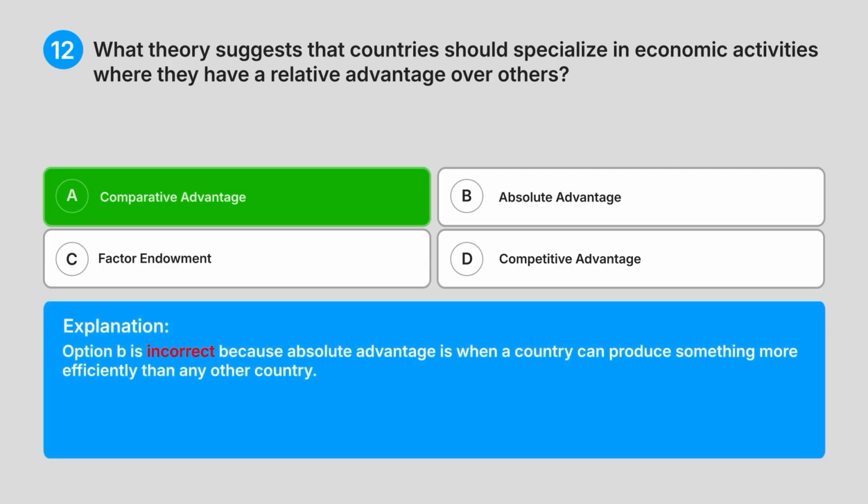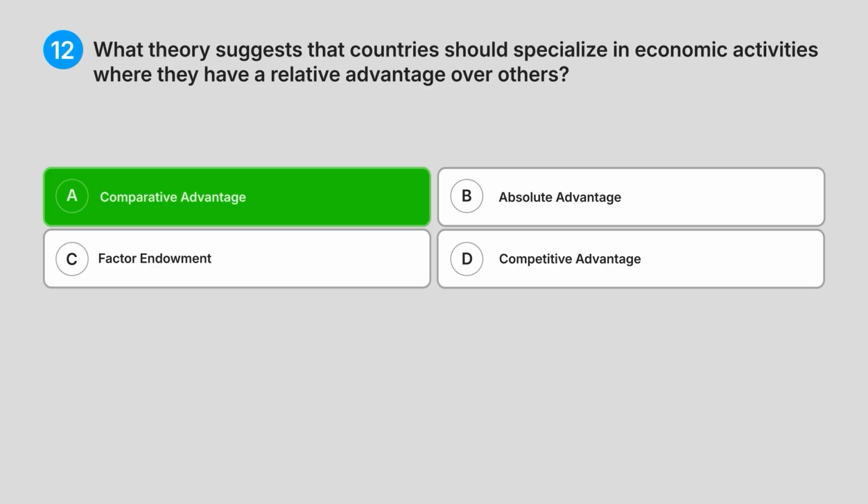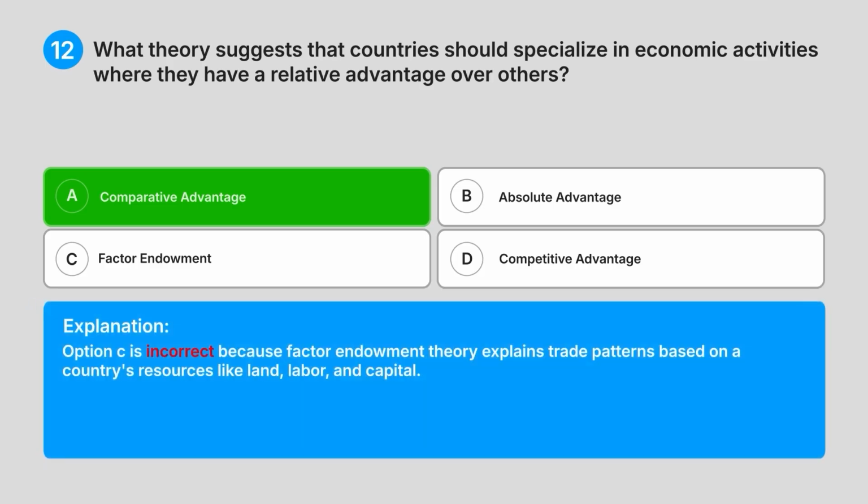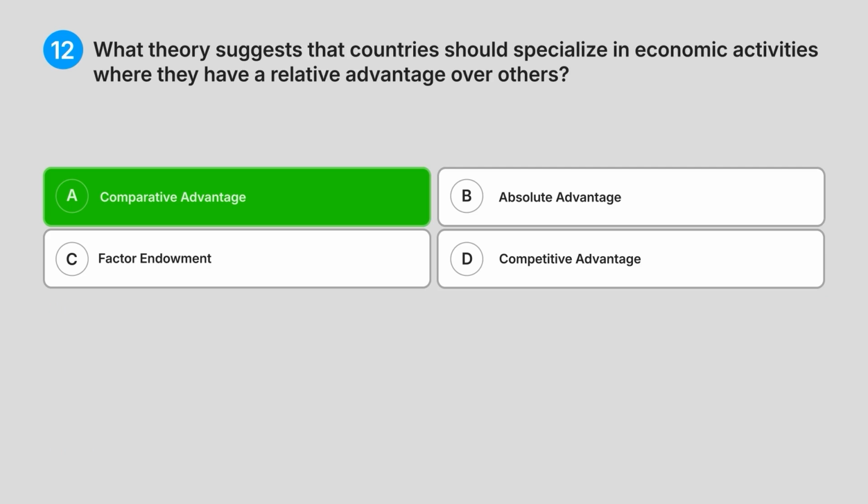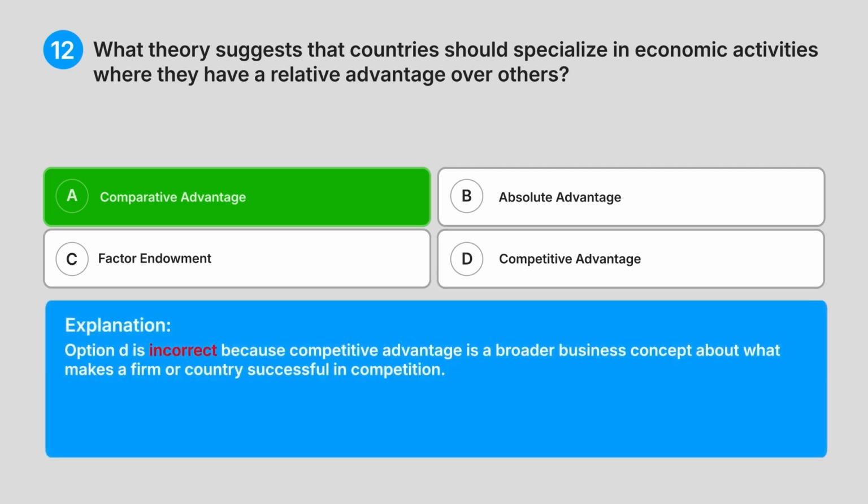Option B is incorrect because absolute advantage is when a country can produce something more efficiently than any other country. Option C is incorrect because factor endowment theory explains trade patterns based on a country's resources like land, labour and capital. Option D is incorrect because competitive advantage is a broader business concept about what makes a firm or country successful in competition.